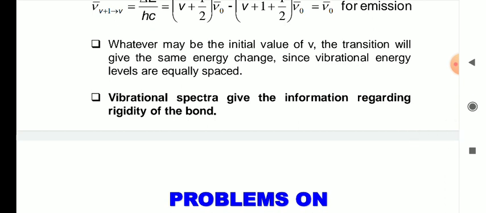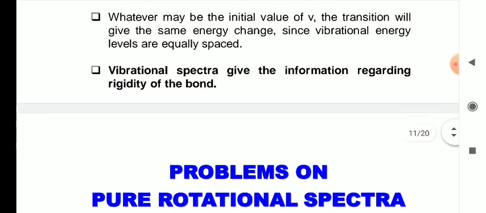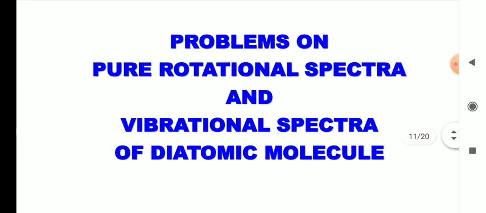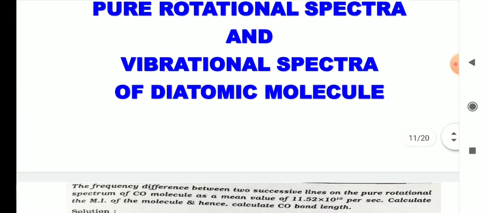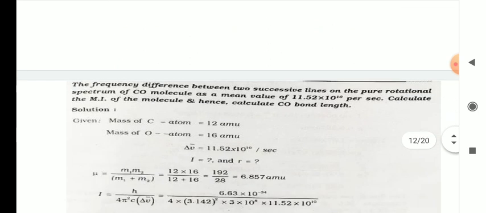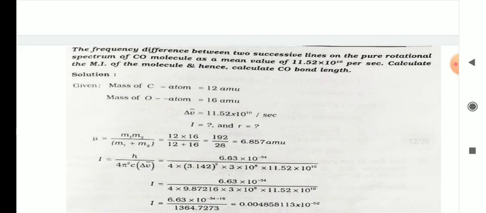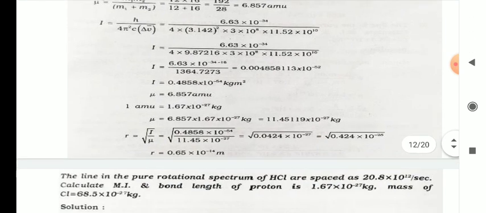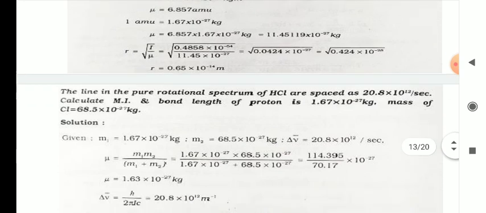We can calculate the force constant with the help of this vibrational spectra, and also the rigidity of the bond can be determined with the help of that force constant. So with this we shall solve some problems on the pure rotational spectra as well as vibrational spectra of a diatomic molecule. I already solved the problems on rotational spectra in my classroom. You can go through those problems.